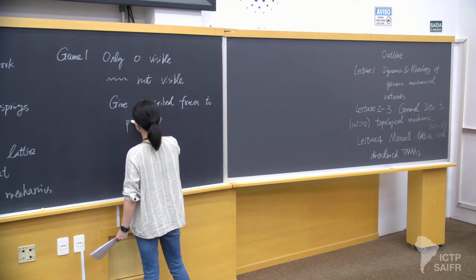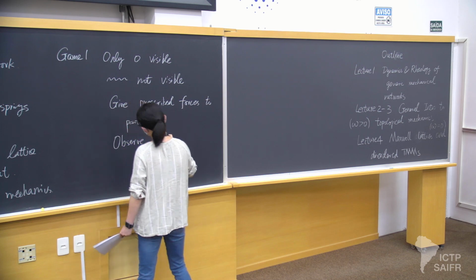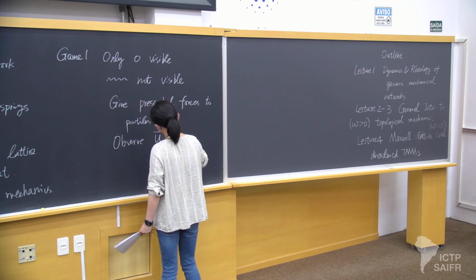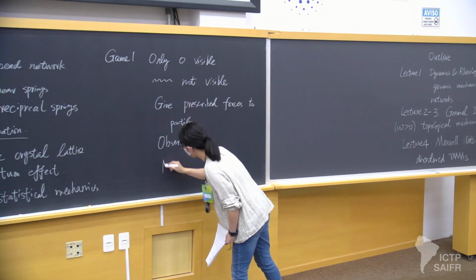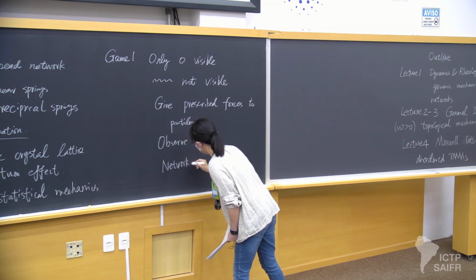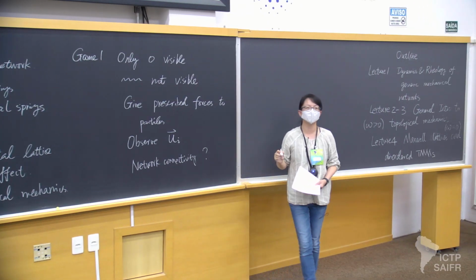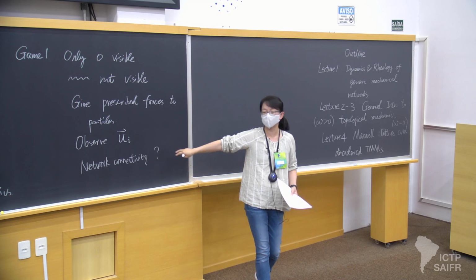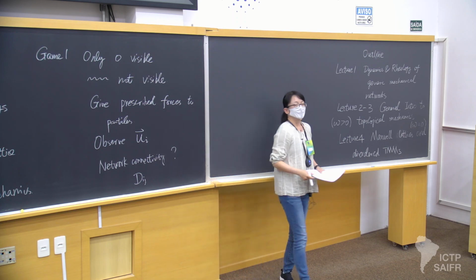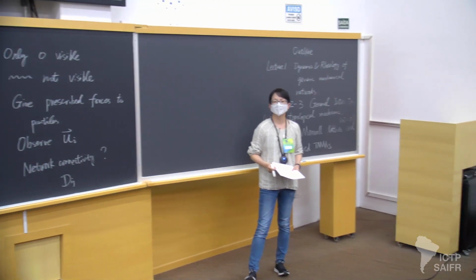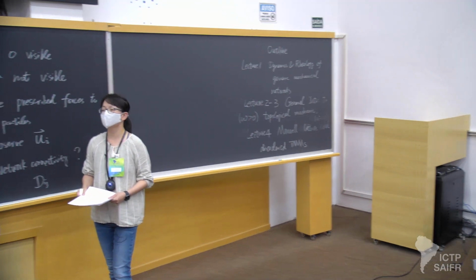to particles and observe displacements of all of the particles. I want to know what is the network connectivity. What measurement should I do to figure that out? Or I want to know what is my dynamical matrix. Vibration. So how do you do that?